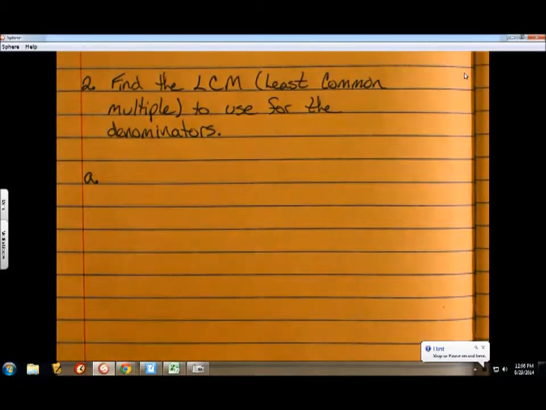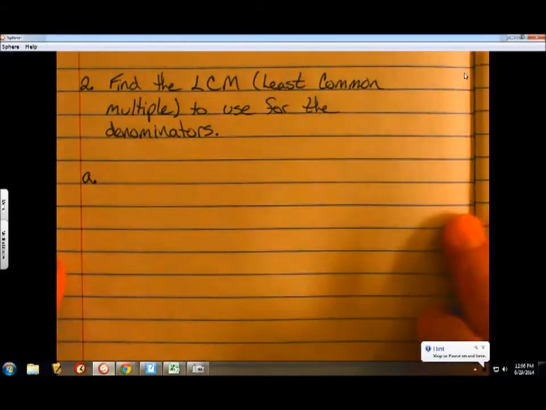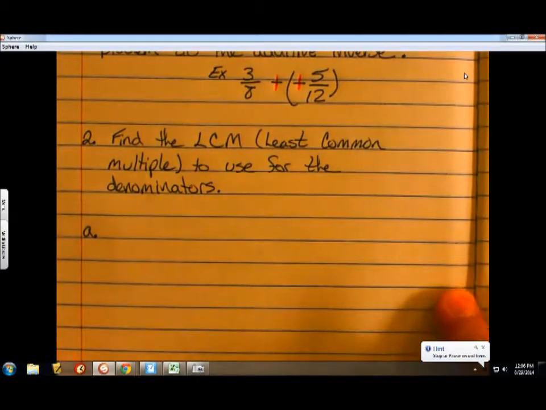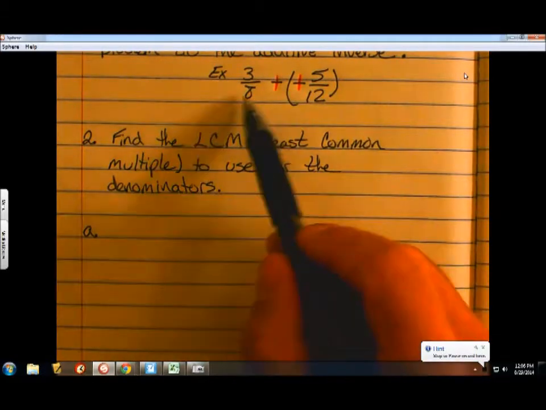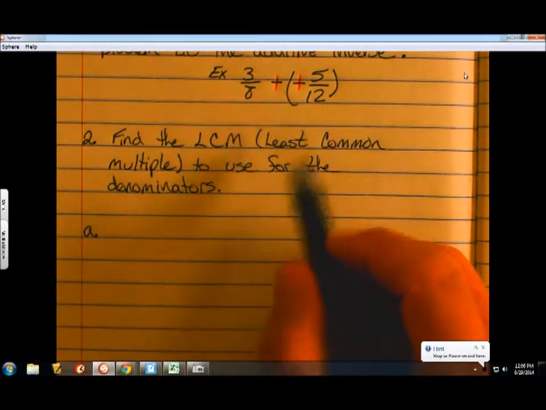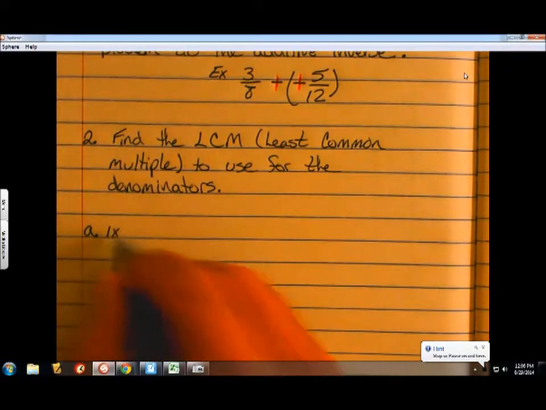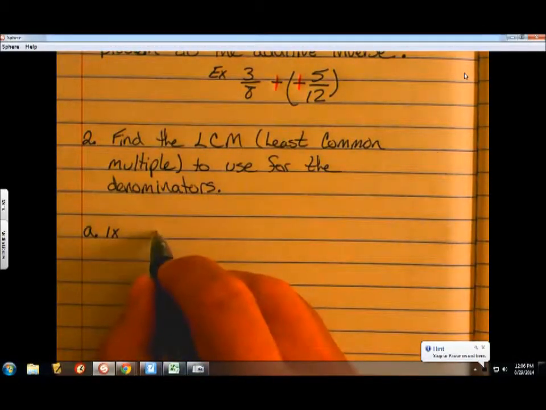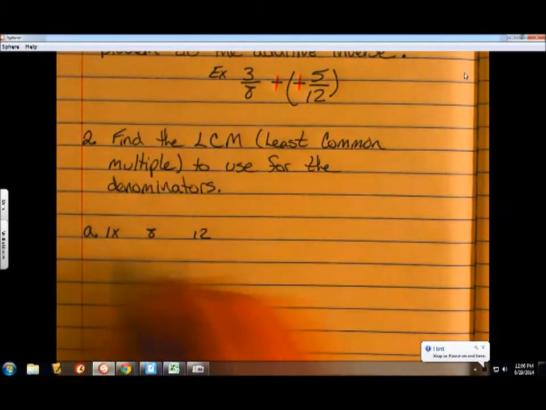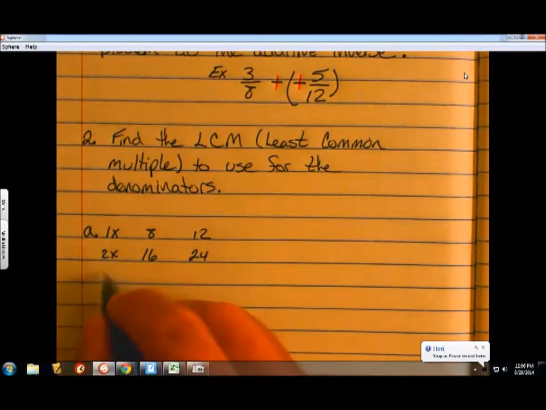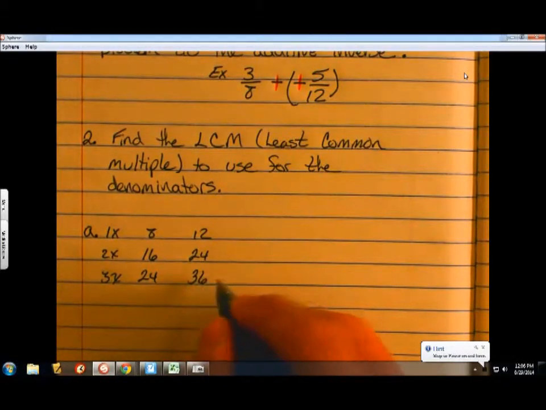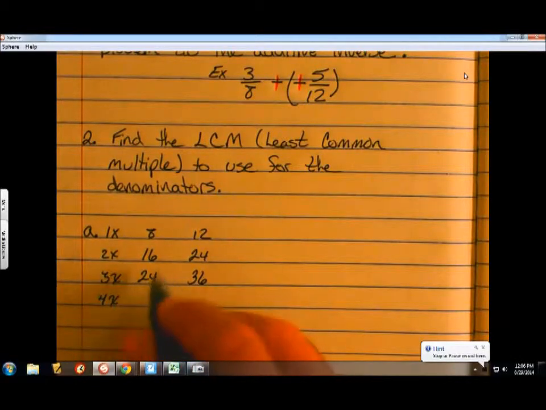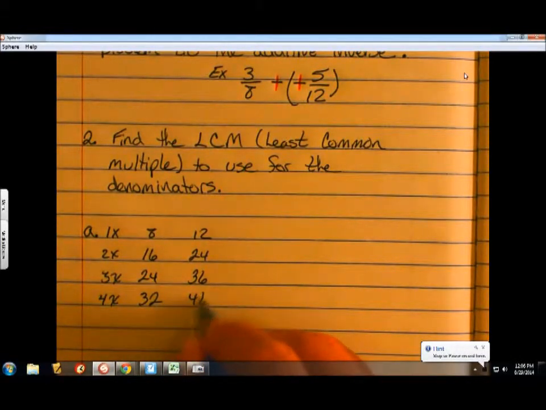A, we're going to start with list. We're going to list the multiples of the denominators, and our denominators are 8 and 12. So we use 8 and 12, and we're going to list them. So 1 times 8 is 8. 1 times 12 is 12. Now 2 times 8 is 16. 2 times 12 is 24. 3 times 8 is 24. And 3 times 12 is 36. 4 times 8 is 32. And 4 times 12 is 48.